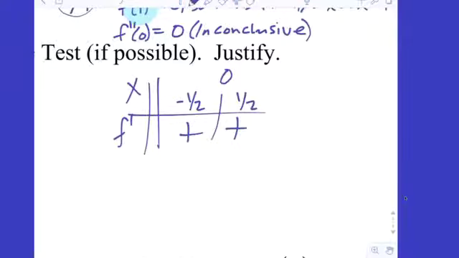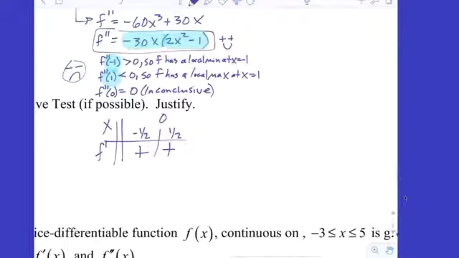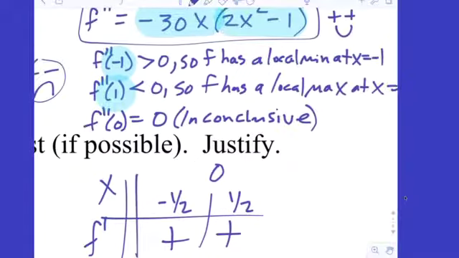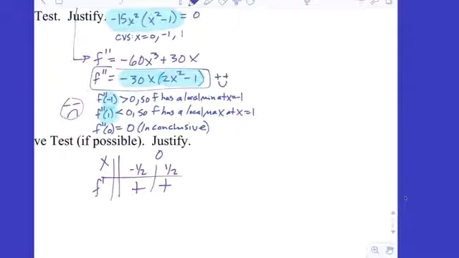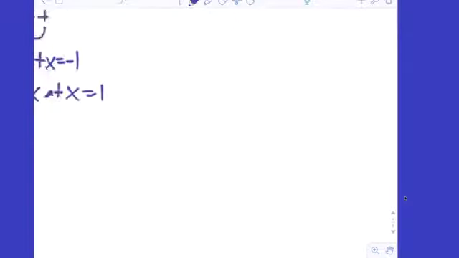So is there a local extrema at 0? No. And 99 times out of 99.5, if you get a 0 on the second derivative, that means that it's not only a horizontal tangent, but it's an inflection value as well.